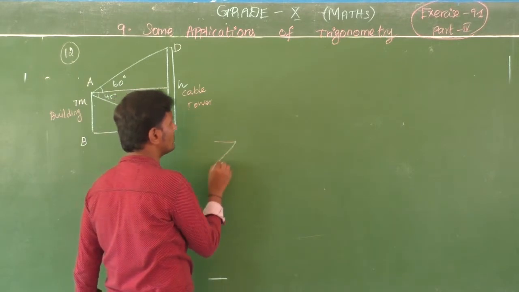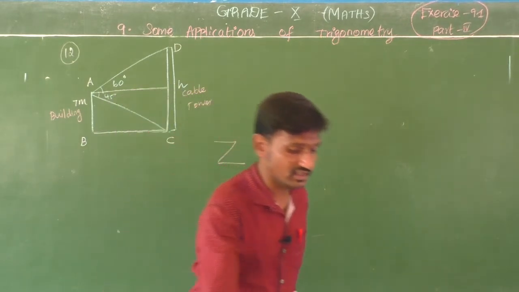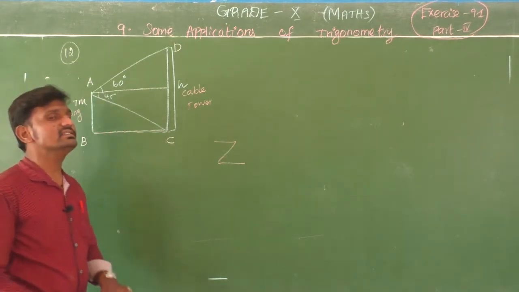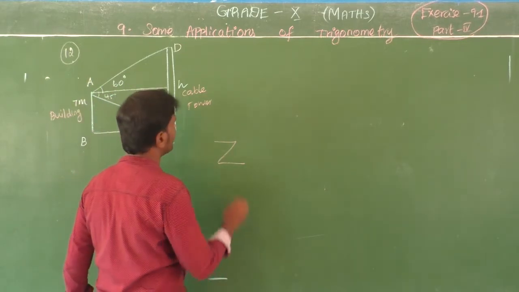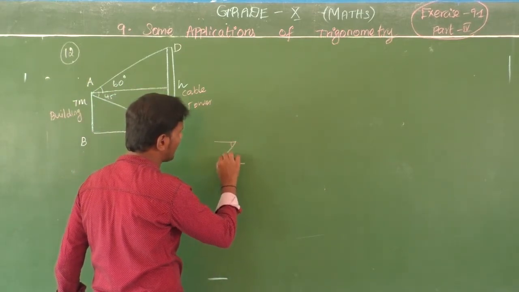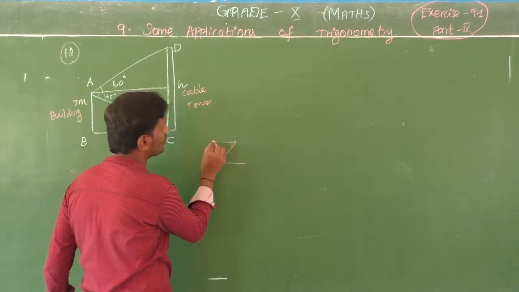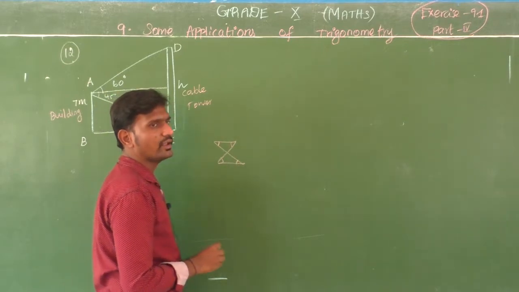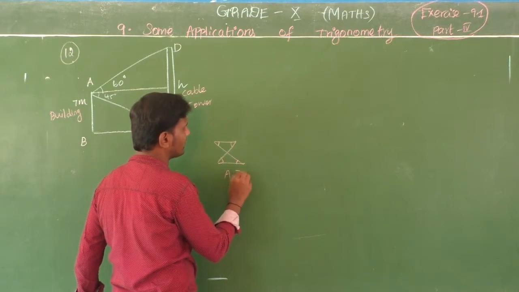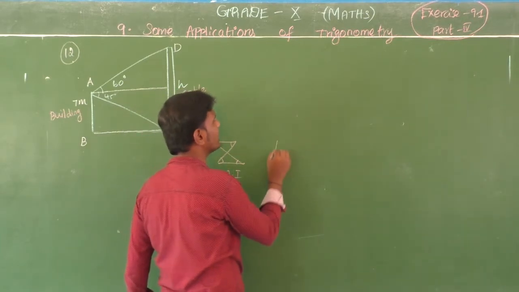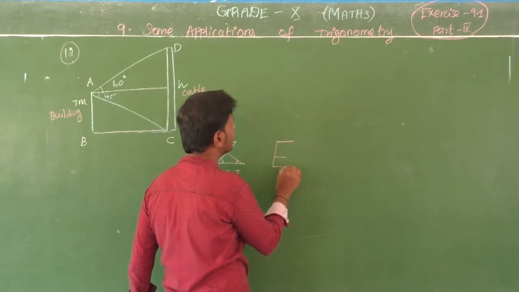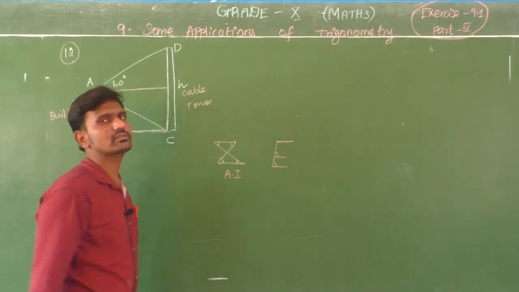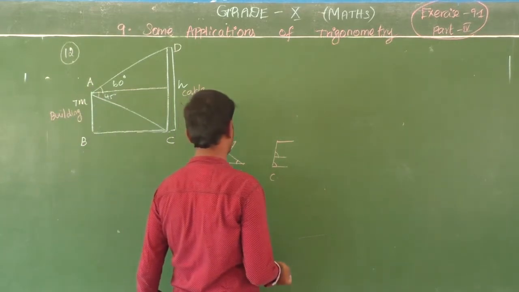What is an alternate angle? I am giving you one small example from the alphabets. The alphabet Z denotes alternate angles. Why? Because this angle and that angle will be equal. Suppose I join this, then that angle and this angle will be equal. So this is an example for alternate angles. And for corresponding angles I give you one letter, that is E. Now this angle and that angle will be equal. That is called a corresponding angle.